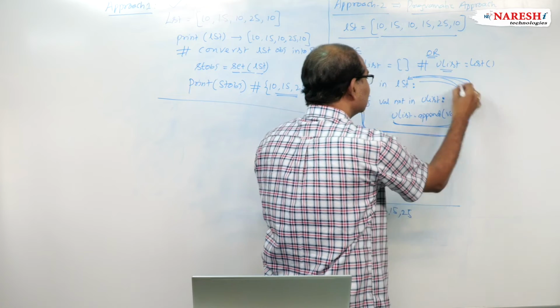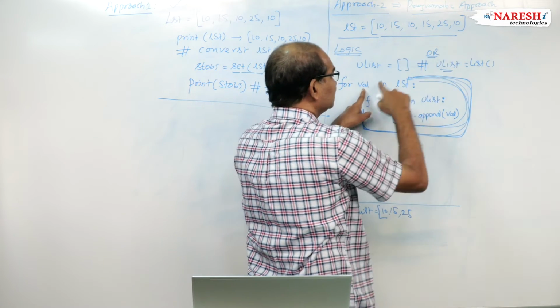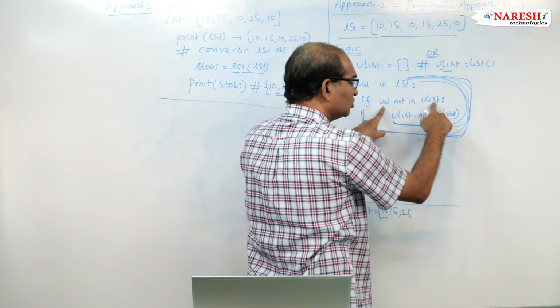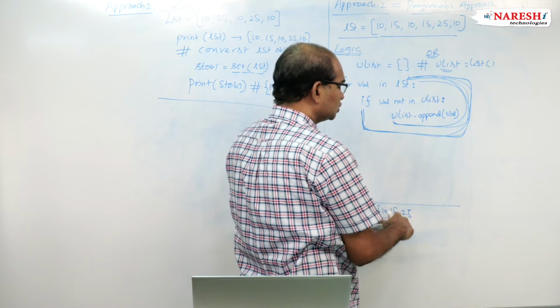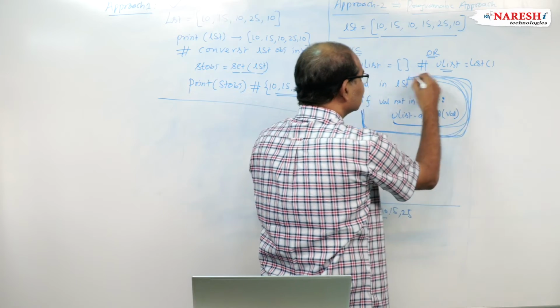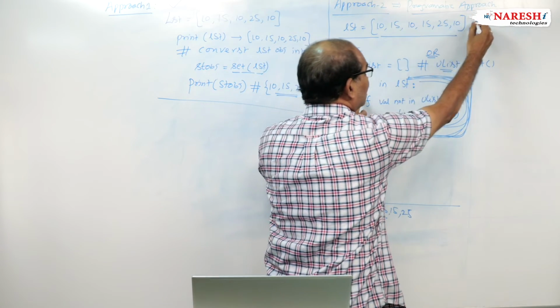Next, going back to this loop, what is the value? 10. Is 10 not in ULST? False. Yes, it is already there. So, going to the loop again, value in LST, no more elements are there.